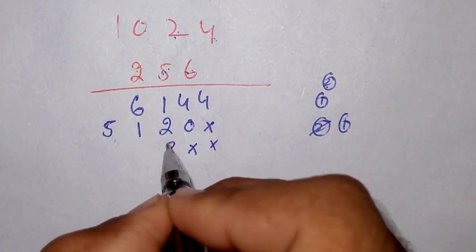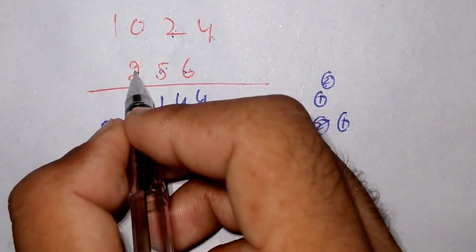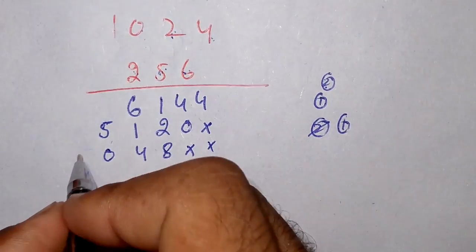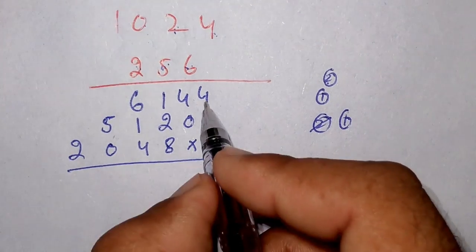2 times 4 is equal to 8. 2 times 2 is equal to 4. 2 times 0 is equal to 0. And 2 times 1 is equal to 2. Now we have to add this number. Here, 4.